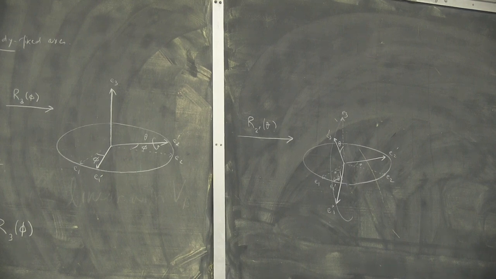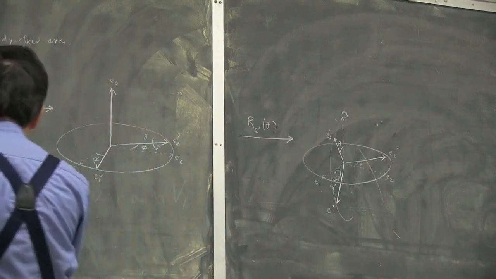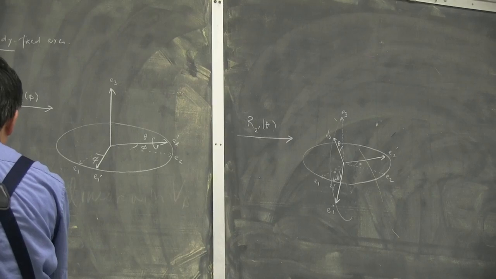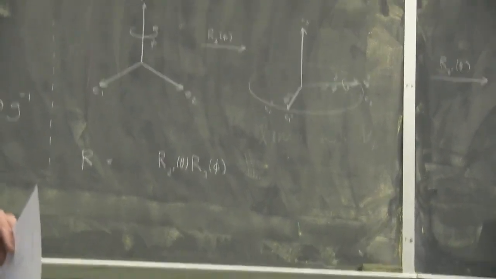So at each stage, I have drawn the final orientation of the body fixed axes as solid lines, and all the previous ones which had been rotated are represented by dotted lines. You start off with that, then that, then that. So the second one is rotation about E2 prime by an angle theta, which we have just drawn.